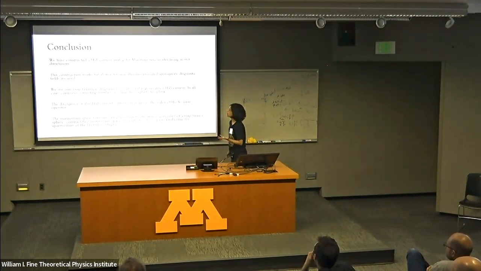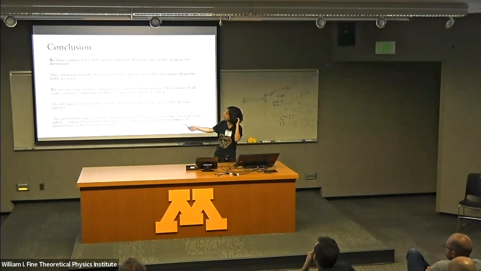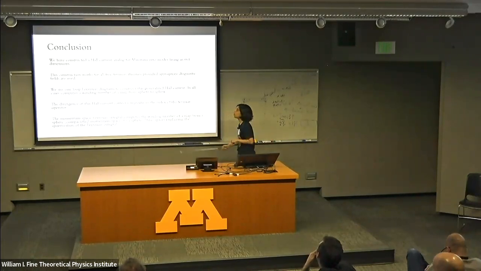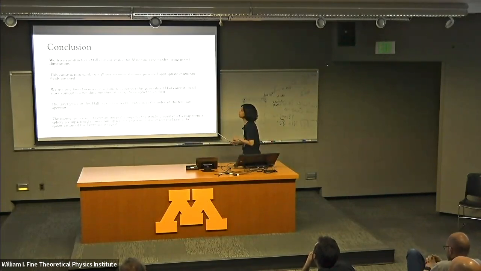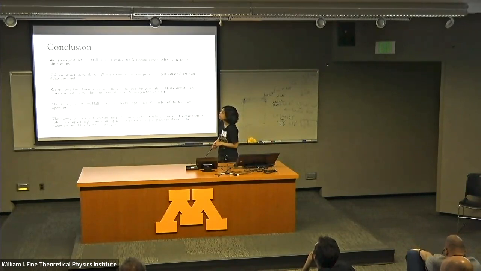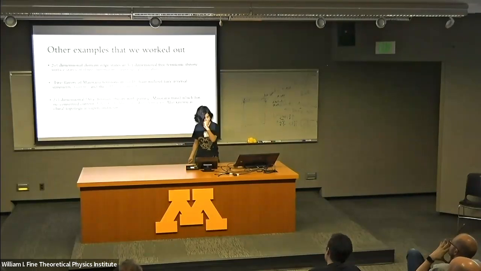So here's the conclusion. We have constructed a Hall current analog for Majorana zero modes living in 0+1 dimensions. This construction works well for all free fermion theories that we tried. If you use appropriate diagnostic fields, we use one loop Feynman diagrams to construct this generalized Hall current. In all cases, it computes a winding of a map from sphere to sphere. The divergence of this Hall current correctly reproduces the index of the fermion operator.